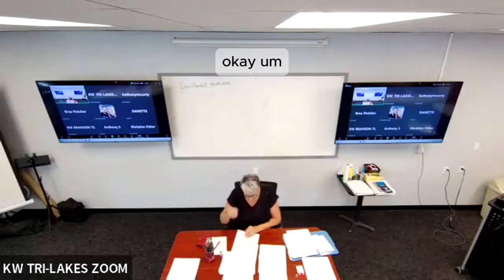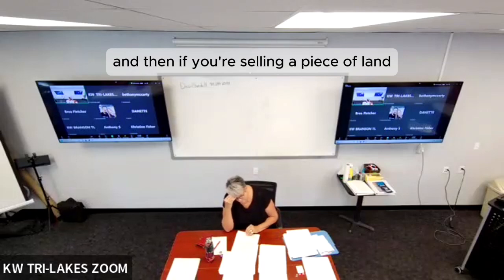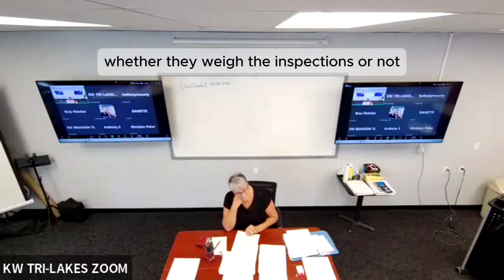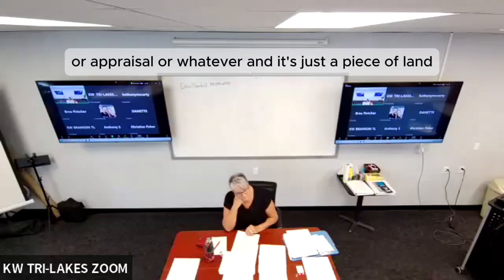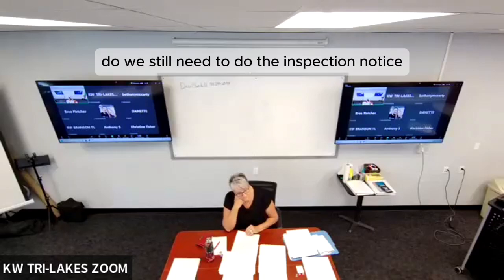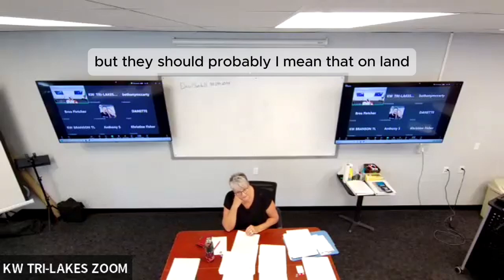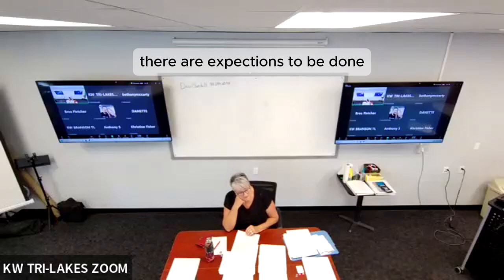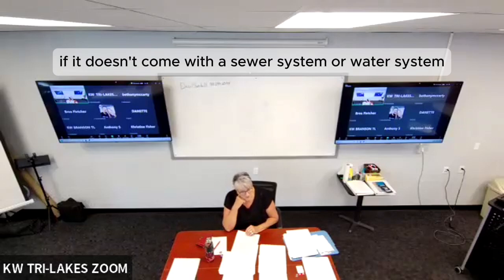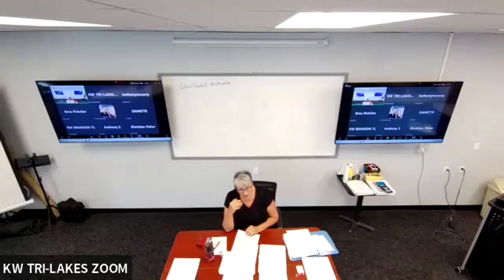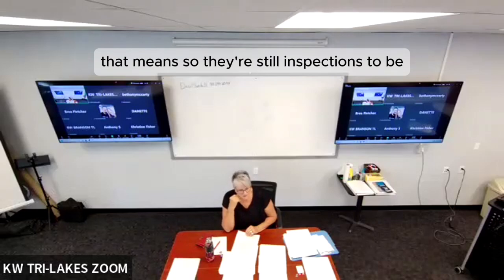Okay. And then if you're selling a piece of land, and the buyer waives the inspections or the appraisal or whatever, and it's just a piece of land, do we still need to do the inspection notice? If they waived it, no, but on land there are inspections to be done. There can be a perk test. If it doesn't come with a sewer system or water system, you might have to have a perk test to find out if the land's big enough or can hold the type of system that it needs. So there are still inspections to be done.